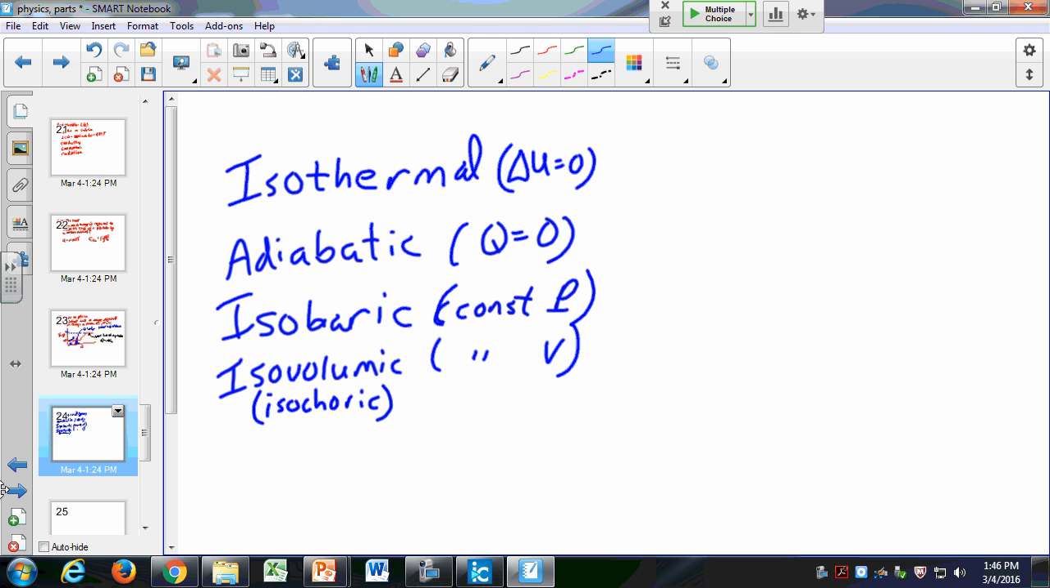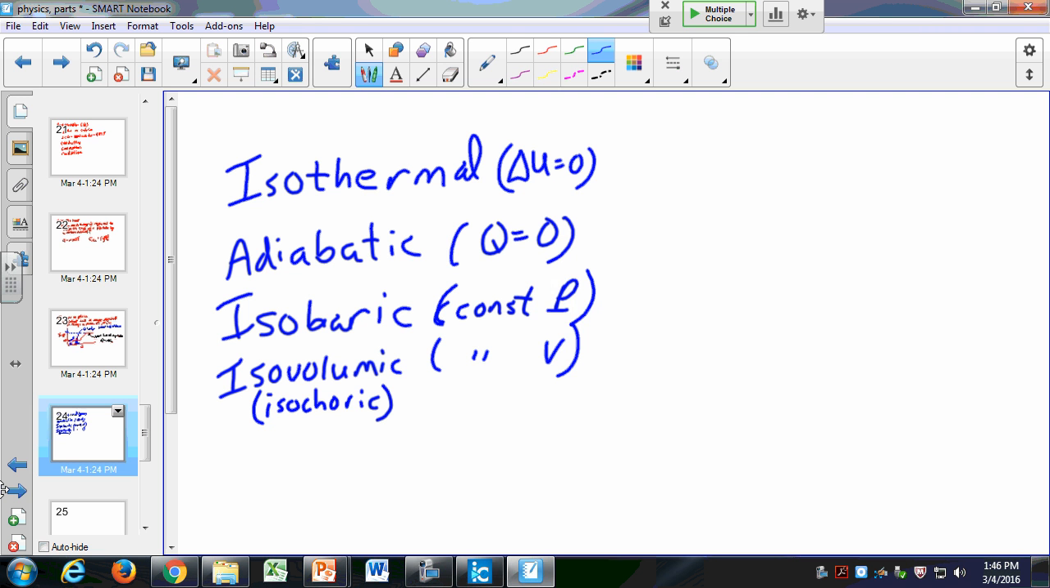Isothermal means my temperature doesn't change. Thermal, think about temperature, I think about internal energy. My delta U is equal to 0. Isobaric, think barometric pressure, right? Have a constant pressure. And then isovolumetric or isovolumic means I have constant volume.